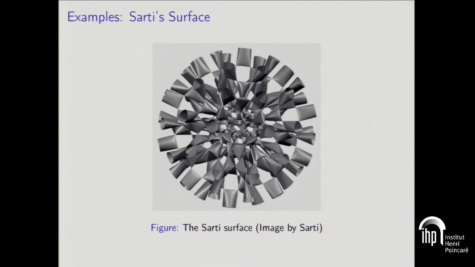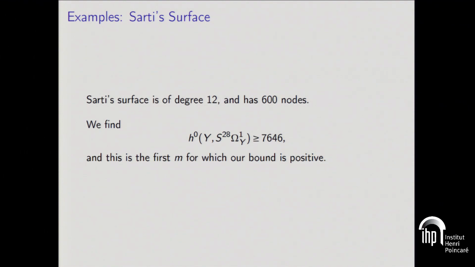And I'll just finish with a couple of things. This is a surface by Alessandra Sarti, constructed in a similar way to the Barth Decic. It's degree 12, and it has 600 nodes. And so it falls within the parameters of the theorem. In fact, you can say that your m should be 28 in here. So you have symmetric differentials of order 28, in fact. And so this thing is algebraically quasi-hyperbolic. And this 28 is the first time that the bound becomes positive. But you see, when it becomes positive, it becomes big, right?